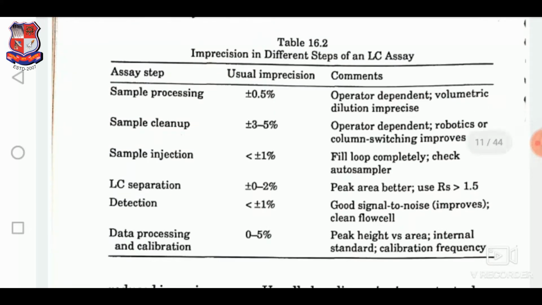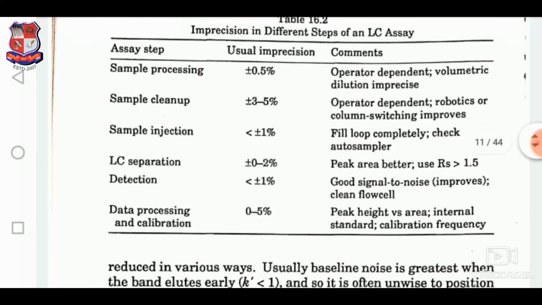Now how we can take the different steps: sample processing, operator dependent, and volumetric dilution increases. Sample cleanup, operator dependent, what are the aerobatics and all that thing. Sample injection, and what is the usual imprecision associated with that, and that is also indicated in the second column.